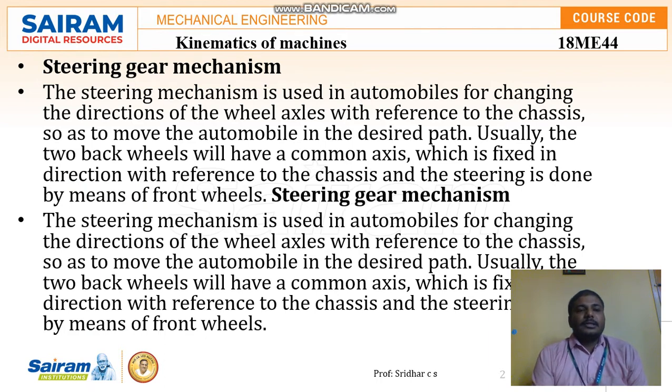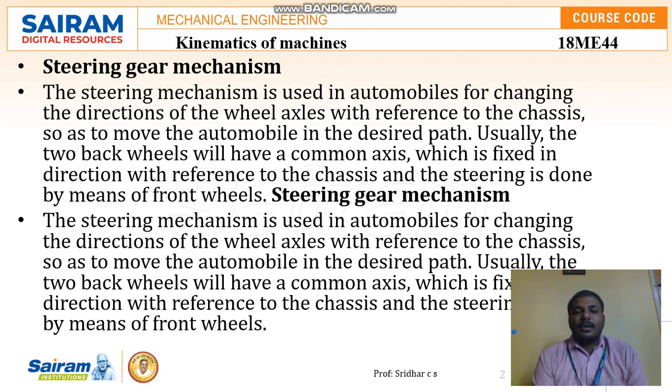First, mainly the steering gear mechanism. The steering mechanism is used in automobiles for changing the direction of the wheels, axles with reference to the chassis, so as to move the automobile in the desired path. Either we need to go towards the right, towards the left, or straight. So with the wheel axles with reference to the chassis, it will give a definite direction or a desired path for a vehicle.